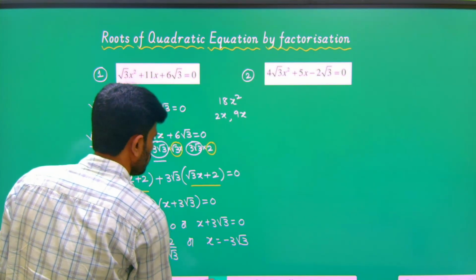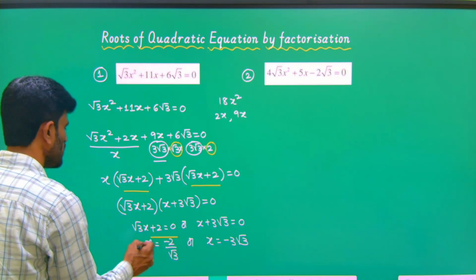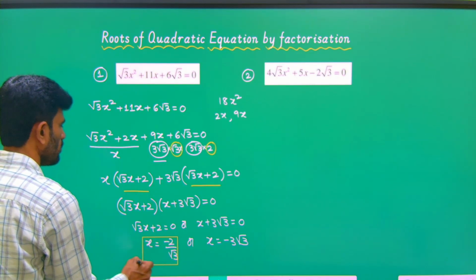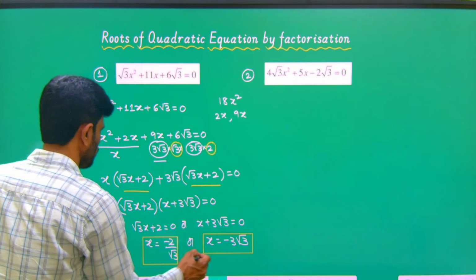So we have these two. This is one root and this is one more root.